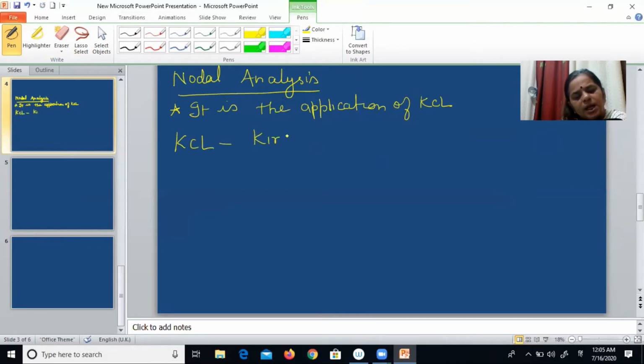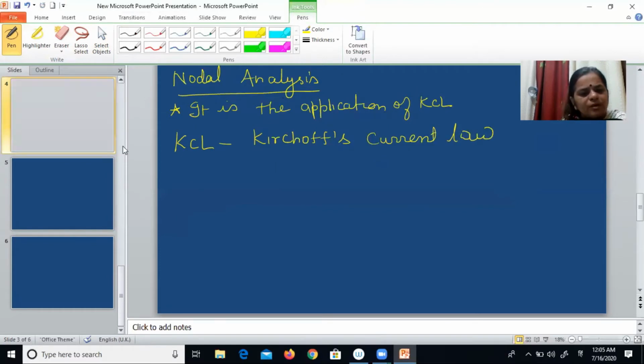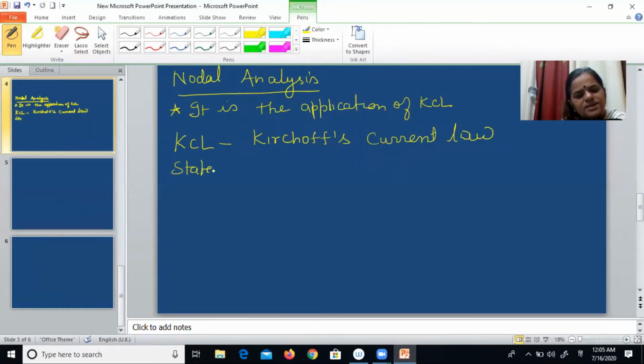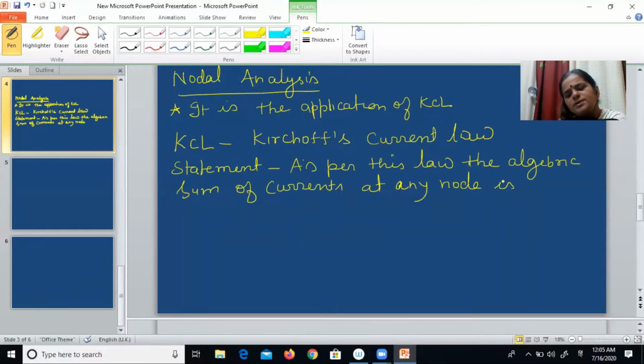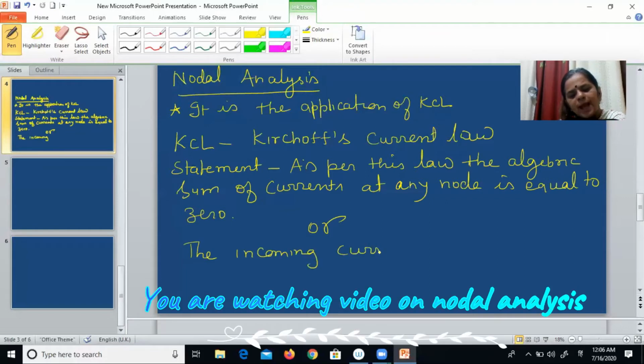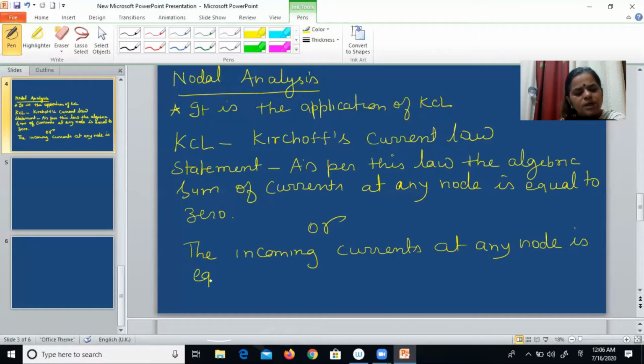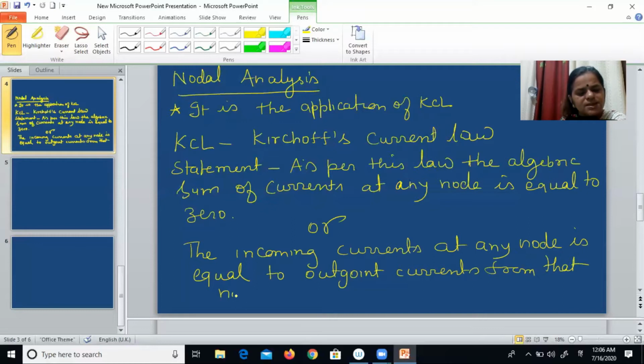KCL is nothing but Kirchhoff's current law. Now what is the statement of Kirchhoff's current law? Let me write this statement. As per this law, the algebraic sum of currents at any node is equal to 0. Or I can write that the incoming current at any node is equal to the outgoing current from that node. So this is the statement of Kirchhoff's current law.